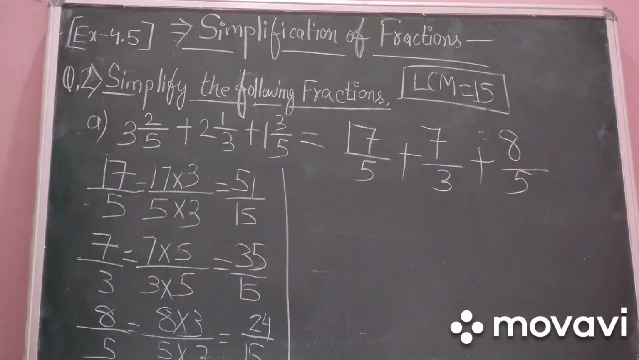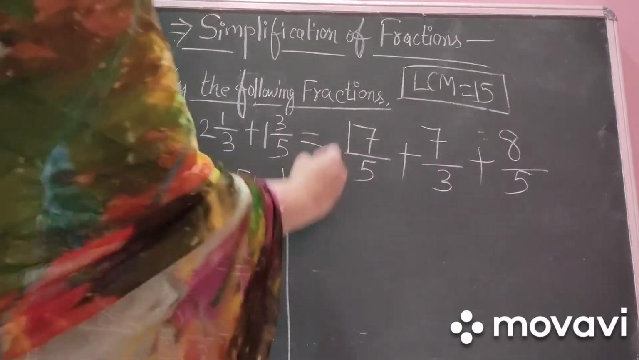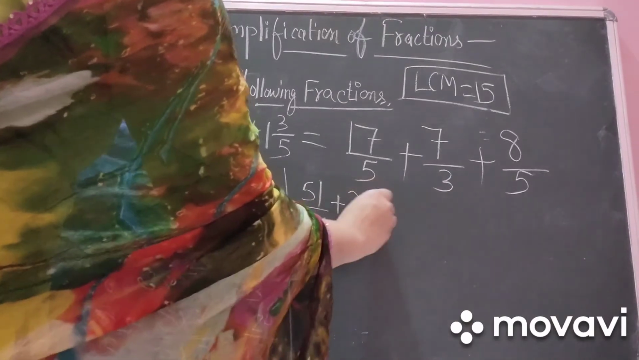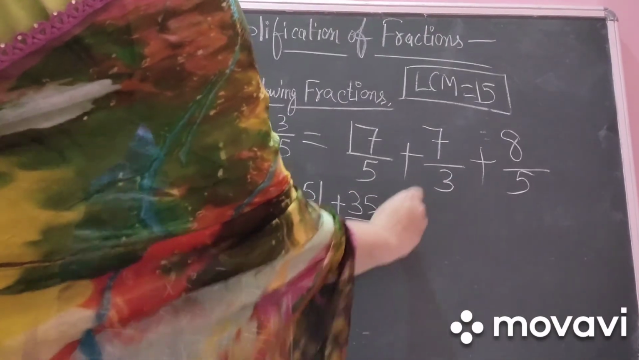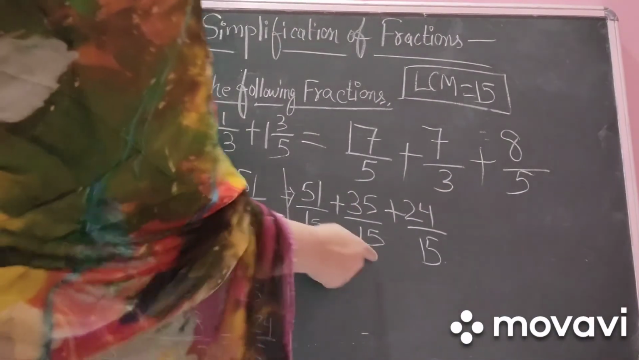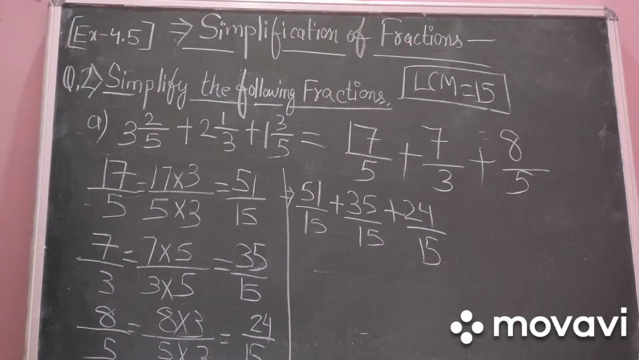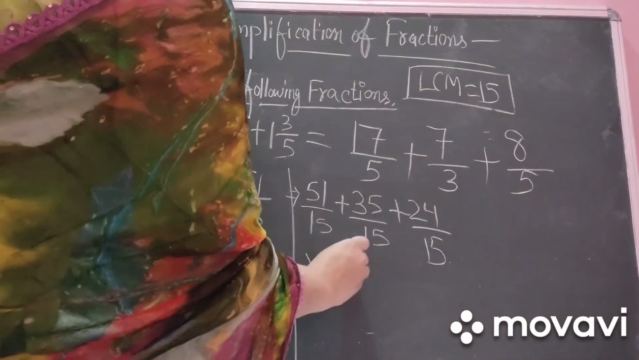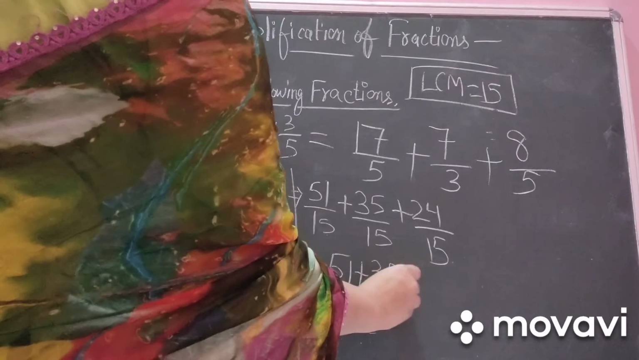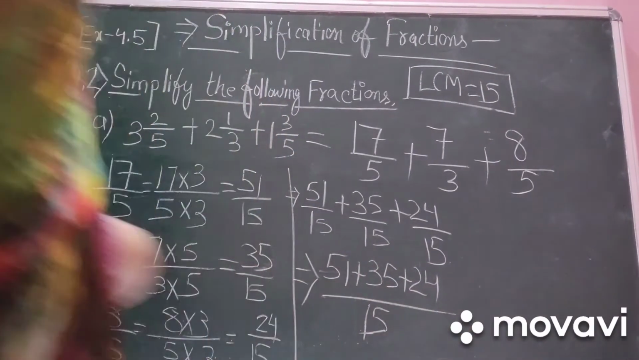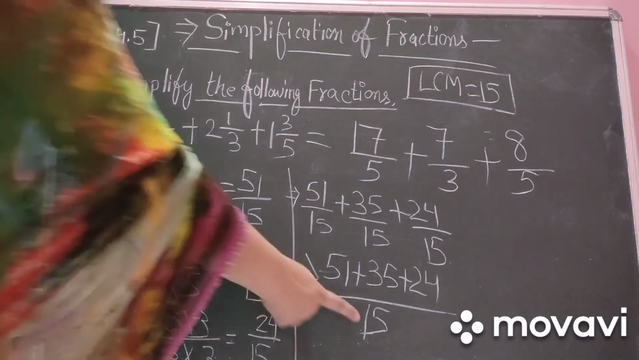Okay. Now we have to add these 3 like fractions, that is 51 upon 15 plus 35 upon 15 plus 24 upon 15. So we have converted all these fractions to like fractions. All are having the same denominator 15. Now it is very easy to add. कैसे करेंगे? You just have to add the numerators directly like this: 51 plus 35 plus 24. And you have to write down the denominator as it is, 15, because all are having the same denominator 15.